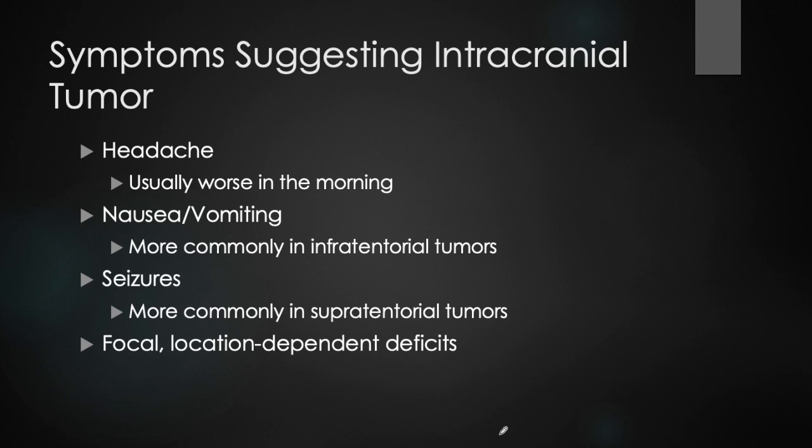Brain tumors also can cause nausea and vomiting, which is seen more commonly in infratentorial tumors, such as in the cerebellum. Seizures can be a presenting symptom, particularly in supratentorial tumors that can affect the cortex. Brain tumors can also produce a number of focal deficits, depending on where they occur.